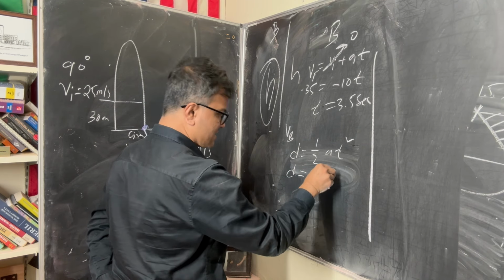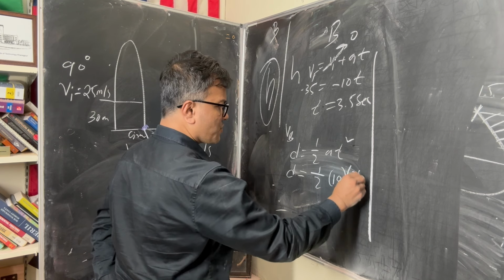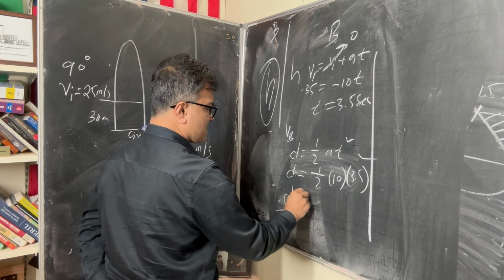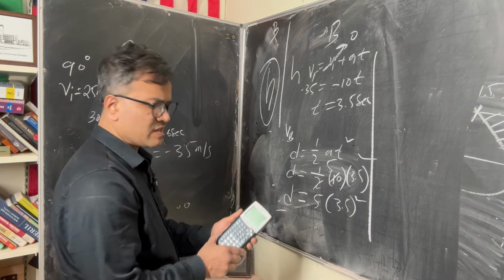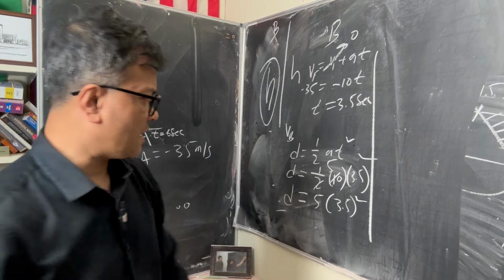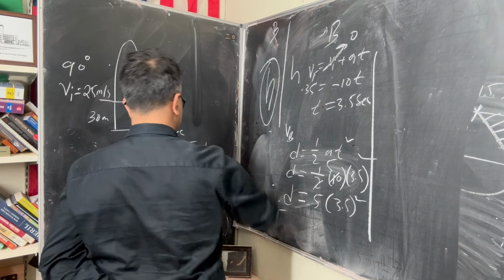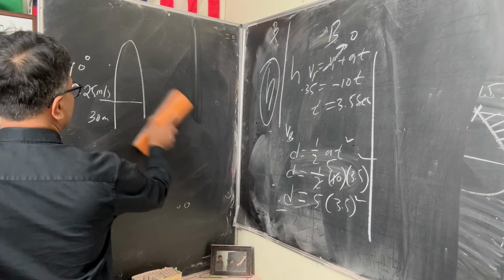Half of 10 and 3.5 squared. So distance is 5 times 3.5 squared, which is 61.25. So this is 61.25. So what are we trying to do?